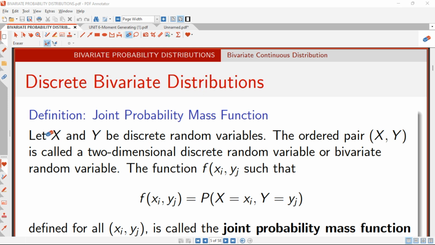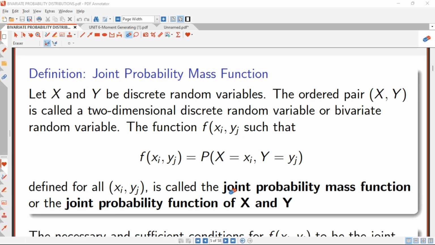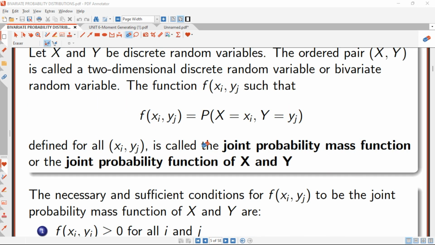So in the slide we said let x and y be discrete random variables. If x and y are put together in a function, as you can see here, f of x comma y, it means that x is a random variable and y is a random variable, and they have been put together to form a function. This function is equal to the probability of both x and y. When these are put together, that is termed a joint probability mass function.